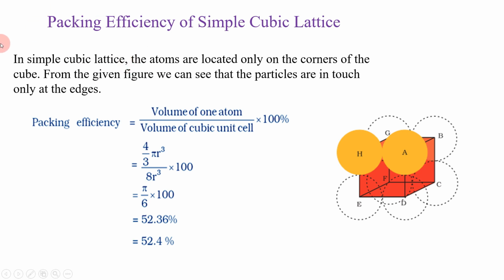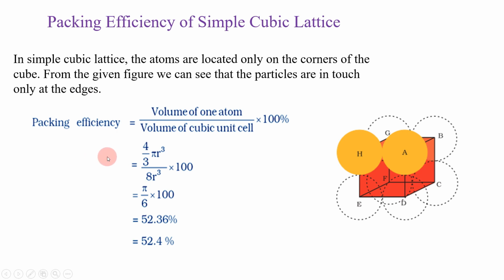Now we have seen in the definition of packing efficiency that atoms are generally spherical in shape. It means they are spheres. The formula for the volume of a sphere is 4/3 pi r cube. We know this very well. Since atoms usually have a spherical shape, we use this relation for the volume of an atom.